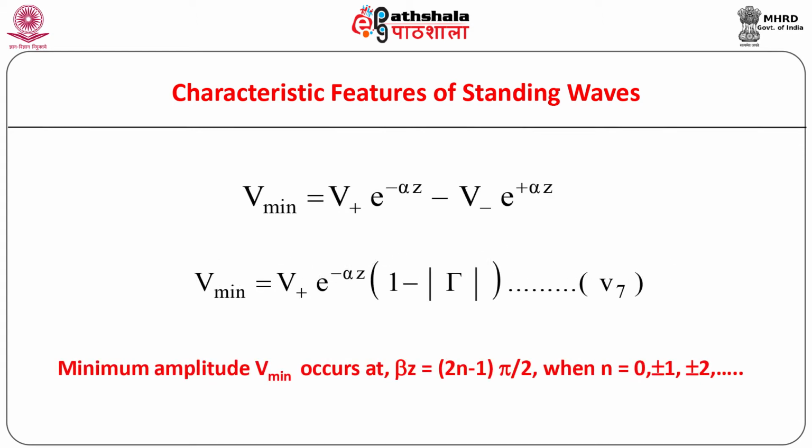The minimum amplitude V min is given by the expression as shown. This occurs at beta z is equal to (2n minus 1) times pi by 2, where n is 0, plus or minus 1, plus or minus 2, etc. This expression can also be expressed in terms of the reflection coefficient as shown.